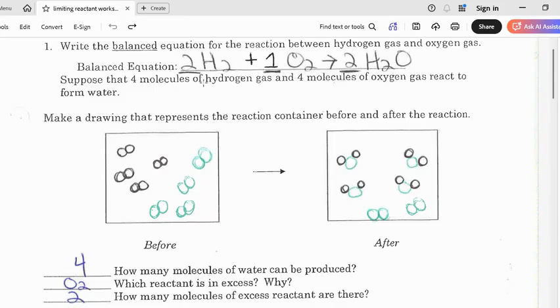So let's see. We're starting with four hydrogens and four oxygens, four H2s and four O2s, in our reactants. And over here on our product side, we have some waters made, and then we have these two excess reactants that are the green circles.